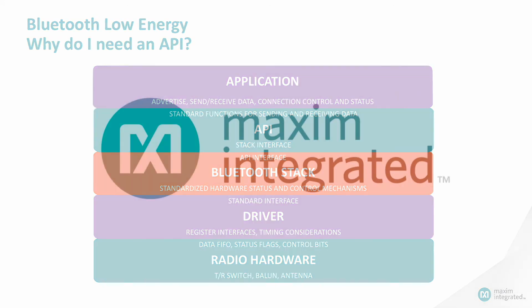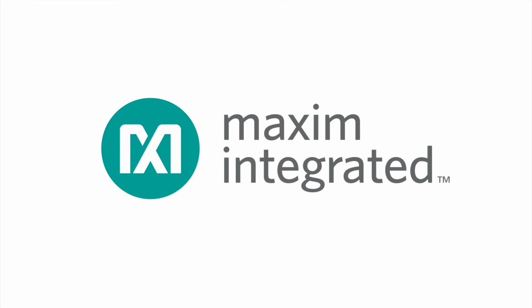So that's the story. Your code talks to a simple, easy to understand API, and Maxim's API talks to the stack, which talks to Maxim's hardware interface layer, which talks to the radio hardware. You don't have to worry about timing or protocols or anything really. You only have to think about what your application is up to.